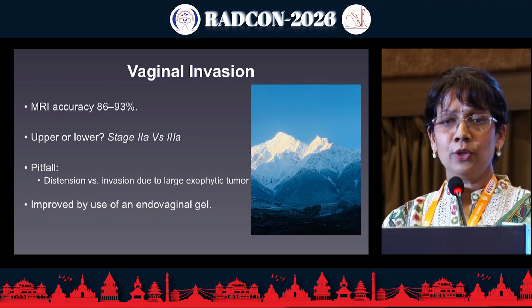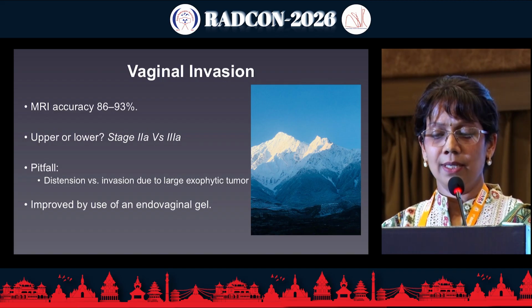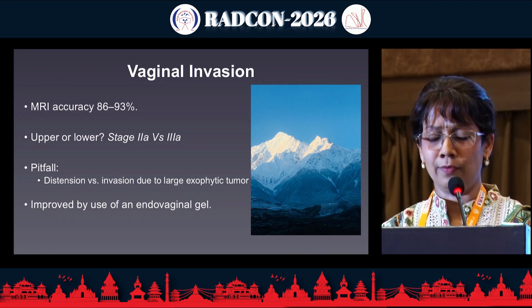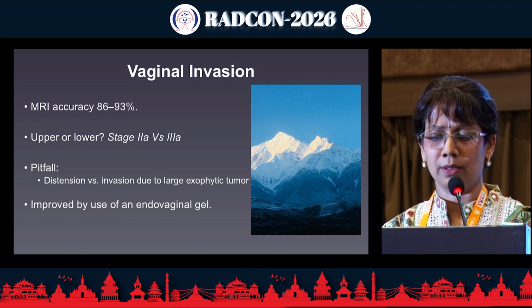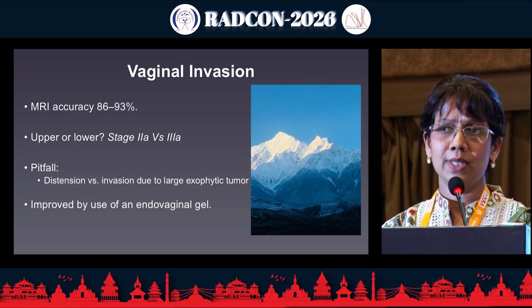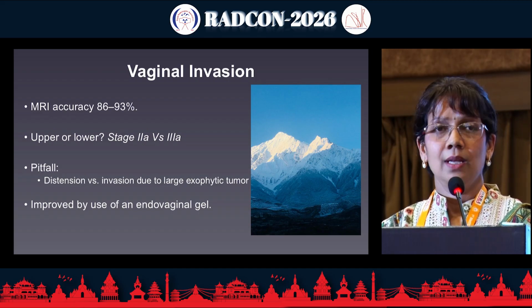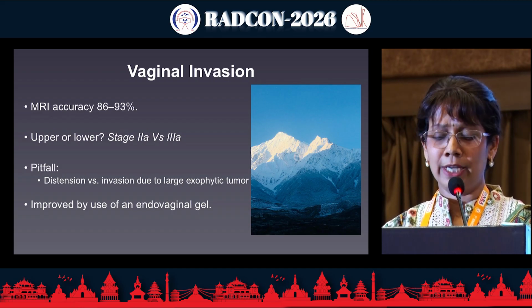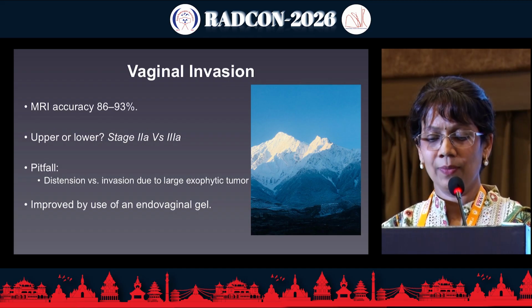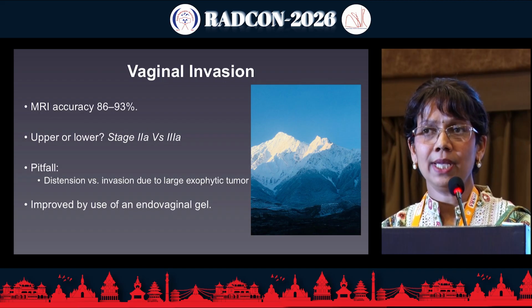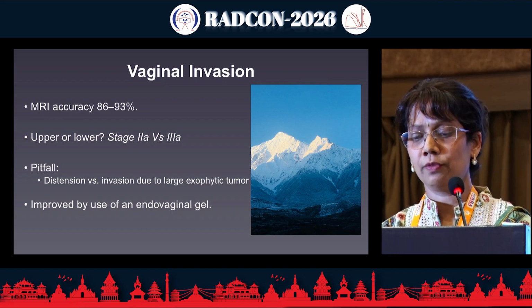MRI has a high accuracy of up to 93% in evaluating vaginal invasion. It is important to differentiate whether it is upper or lower third because the stage differs, as we just discussed. Distension and invasion have to be differentiated when there is a large exophytic tumor, and this differentiation can be facilitated by the use of a vaginal gel.